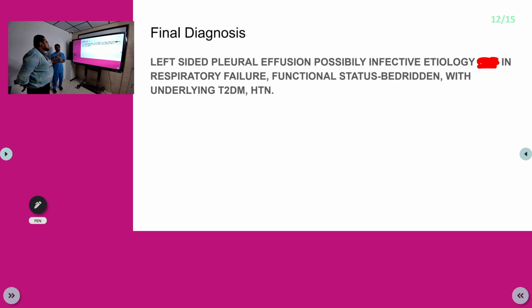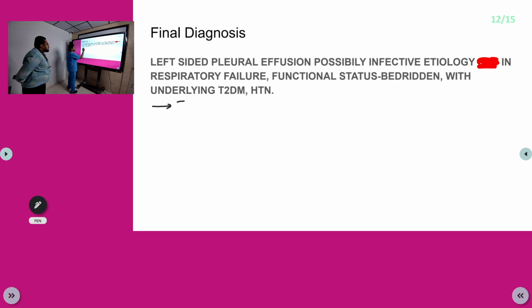Now, my question is whether you need to tap this pleural fluid or not. We can do a diagnostic tapping, sir. Okay, send for TC DC. So, what are the investigations that you need to send in the pleural fluid? Can you elaborate? You can just write it down. So, we can keep it a little bit long.